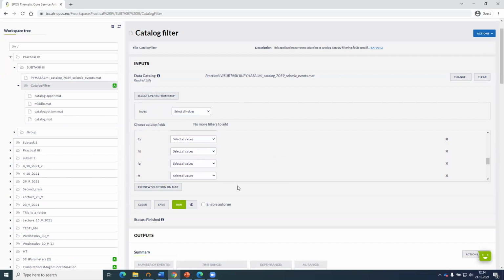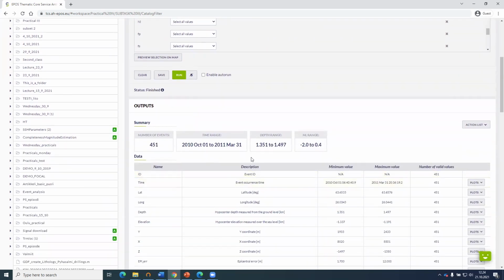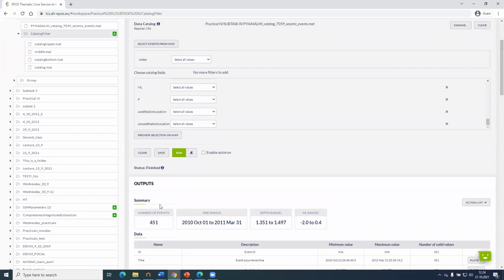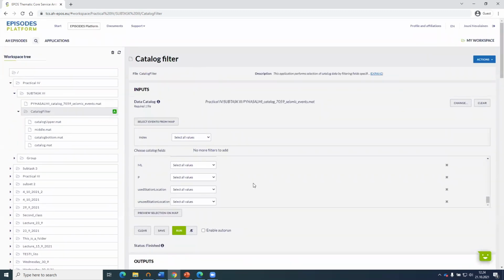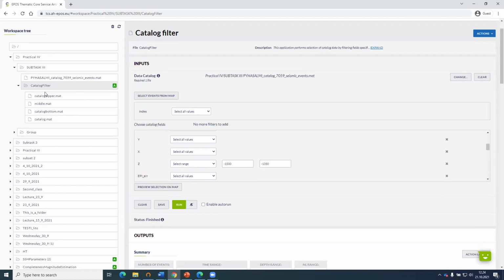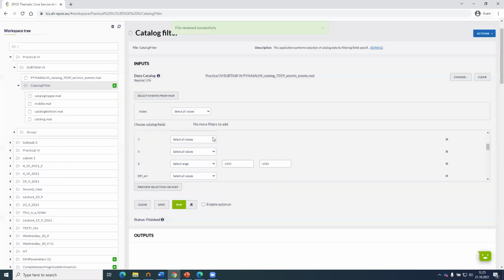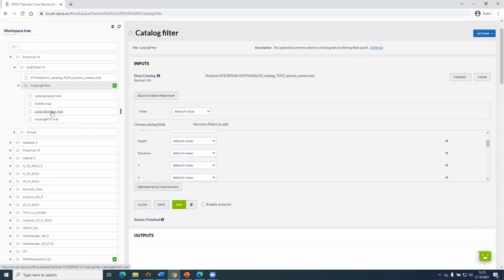So we have a new catalog which contains 450 events. Not too much, if we remember that the original catalog holds more than 7,000 events. Then at this point, you see this is the new catalog that was created here. So I would say that if you are using the same application, remember to rename it, something like that. Then if you're using the same application, you don't lose that one. I already did the other filtering.